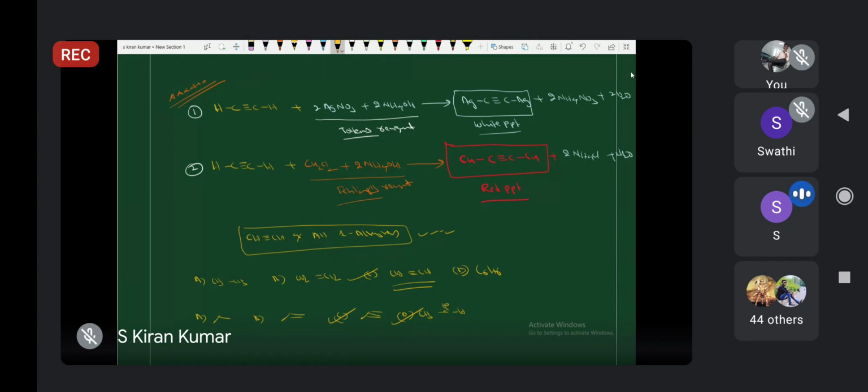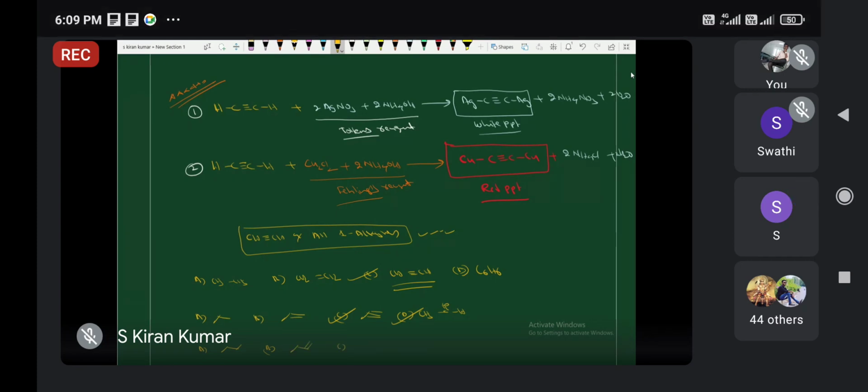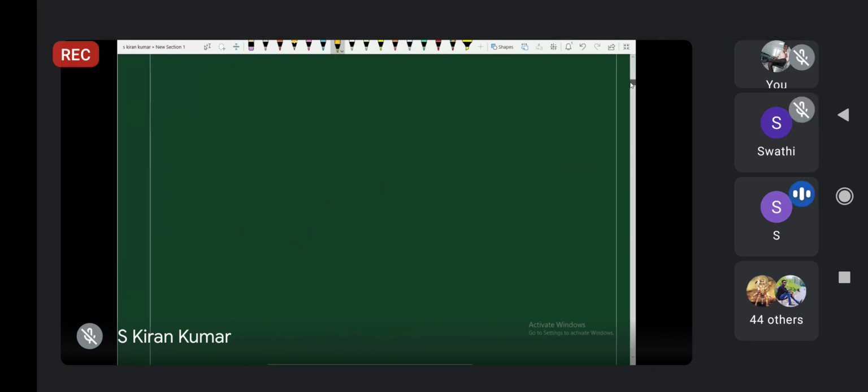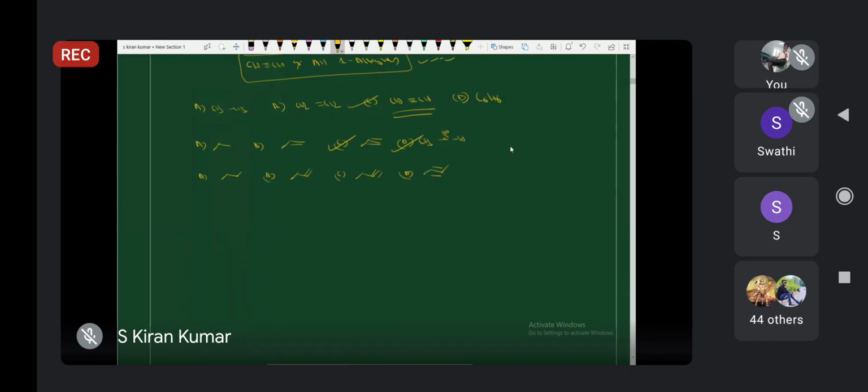Which of the following compounds reacts with Tollens reagent? A butane, B 1-butene, C 1-butyne, D 2-butyne. What is your answer? Here only C. For separation of 1-alkynes and 2-alkynes also we use Tollens and Fehling's reagent. Therefore, only C.